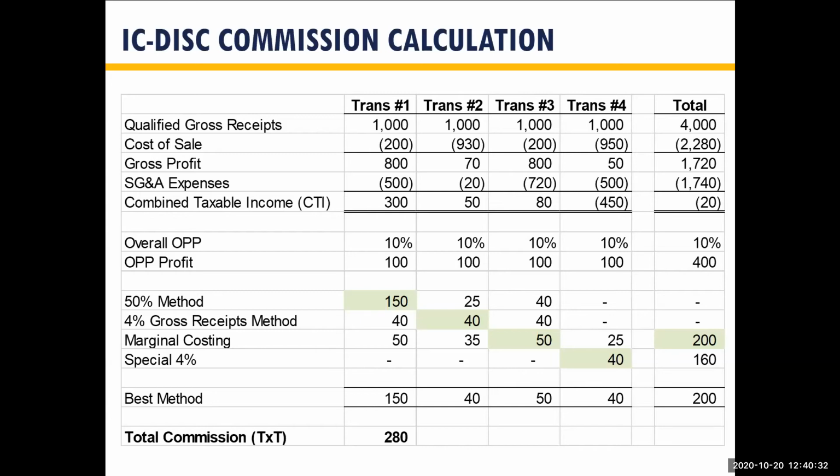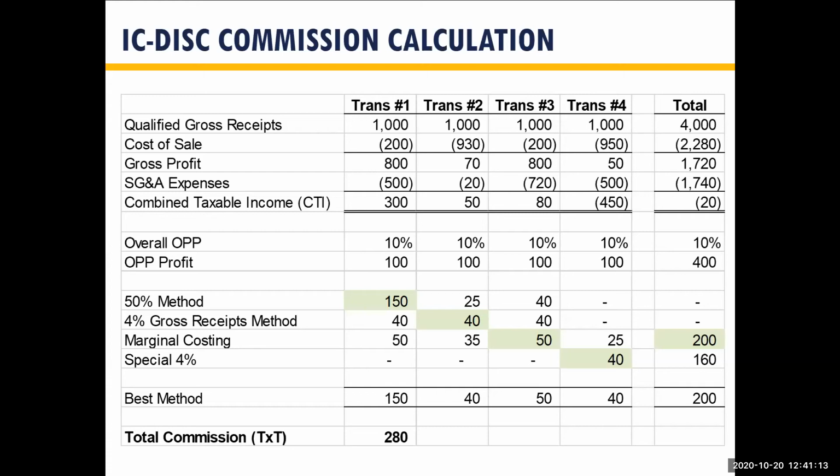Then we go to the marginal costing method. So again, marginal costing is an alternative CTI calculation. So we take the lower of our gross profit, which is $800, or the gross receipts multiplied by our OPP, which is 1,000 multiplied by 10%, $100. So we take the lesser of $800 or $100. So it'd be $100 and multiply that by 50%. And that gives us $50. The special 4% in this case doesn't apply because our commission doesn't exceed CTI.